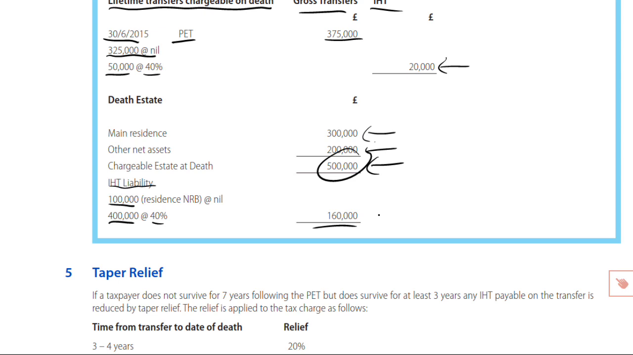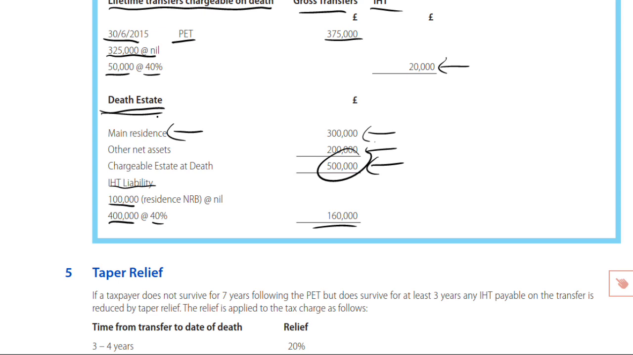Okay, now we've seen the format of the computations for lifetime transfers chargeable on death and the death estate, and we've seen the applicability of the nil rate band so far as both lifetime transfers are concerned, and also the death estate, if there's any remaining after applying it firstly against those lifetime transfers. We've seen the residence nil rate band, only available if, as here, there's a main residence within the death estate, and of course it is bequeathed to a direct relative.